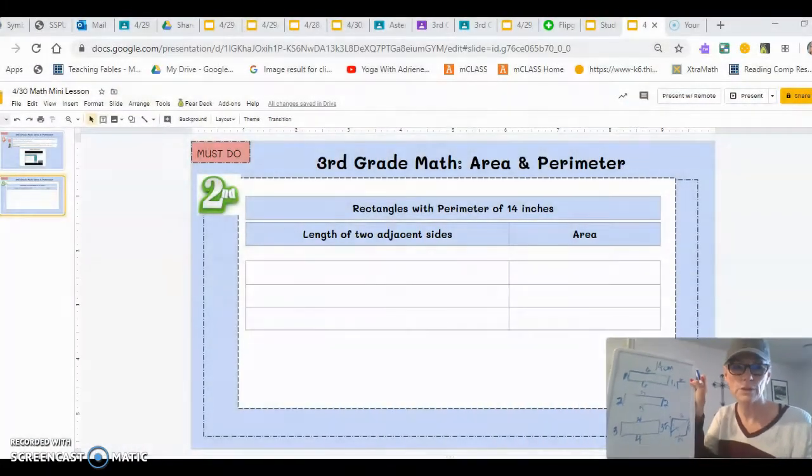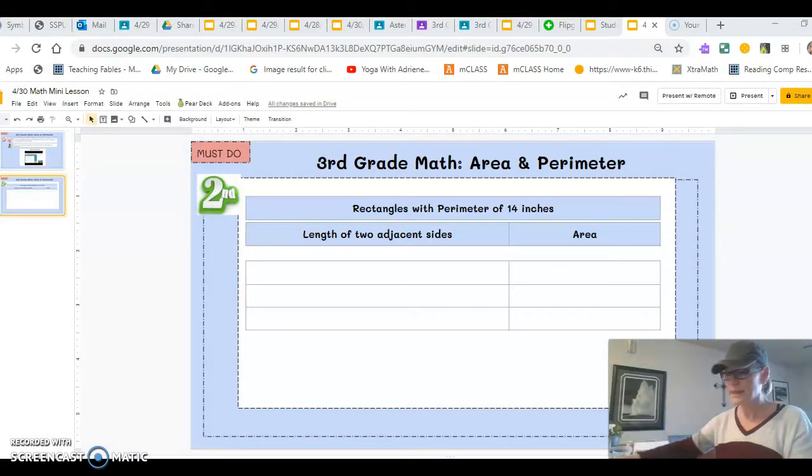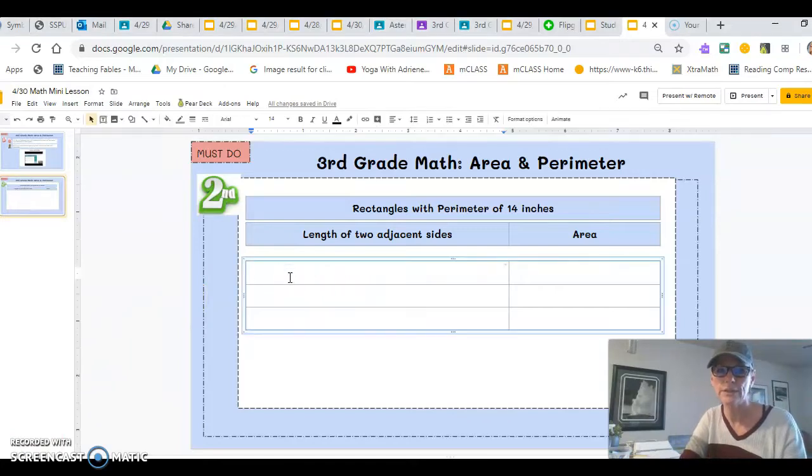Let's go back to our worksheet now. This is what you'll be doing on your paper when you get to your homework, and then you're going to enter the data on a table, like a T-chart. So this is how you're going to complete the table on your homework. Length of 2 adjacent sides.